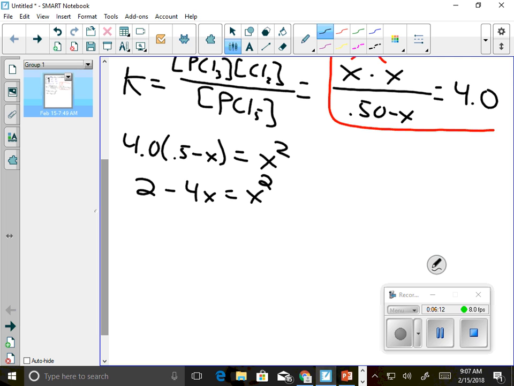Hopefully you're taught in a math class that if you have something like this, you need to get everything to one side and set it equal to 0. I usually prefer to keep my x squared value positive, so I'm going to take the things on the left side of the equality and add the opposite version to the right side. So I'm going to have 0 equals x squared plus 4x minus 2.